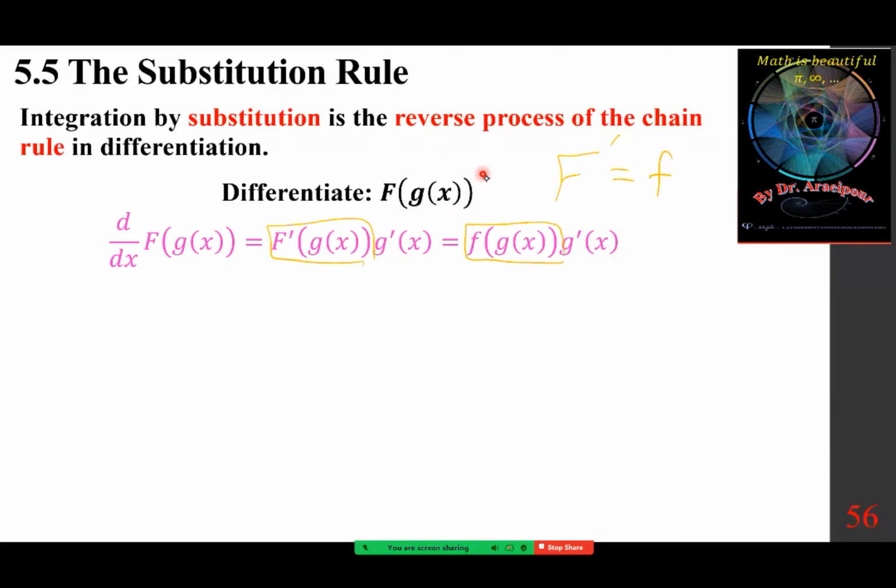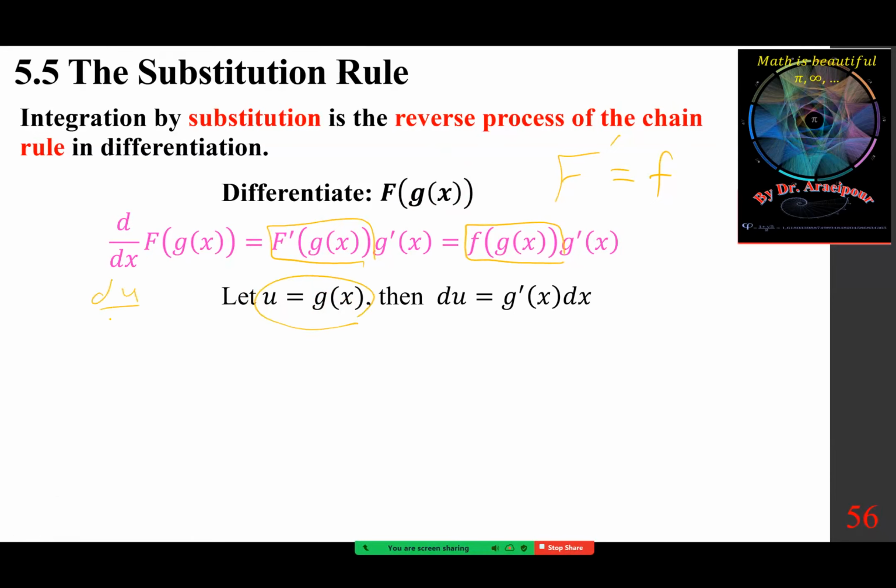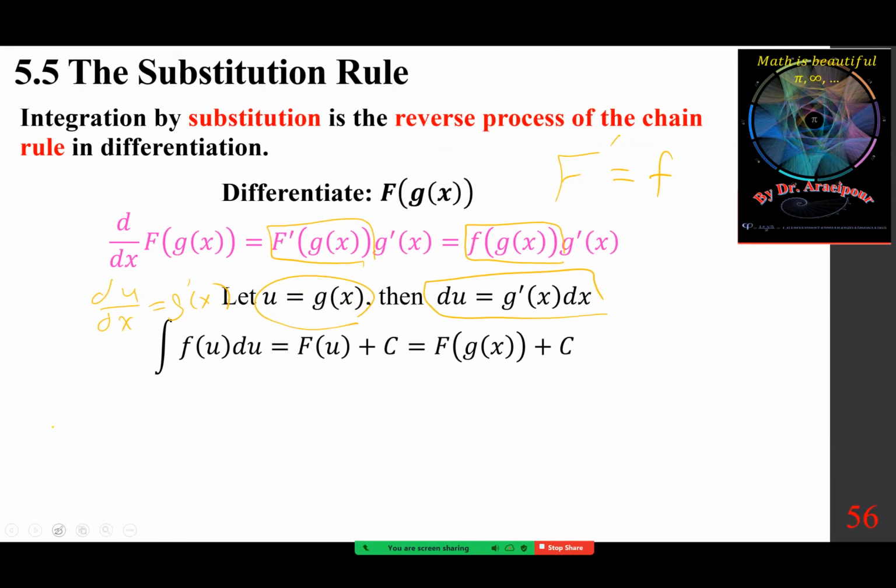To make life easy, we let g of x be represented by u, and of course, the derivative of that, du dx, is g prime of x, and du is g prime of x dx. So we can rewrite the whole thing as follows, everybody. The integral of f of u du is capital F of u plus a constant, and then replace it, capital F of g of x plus a constant.